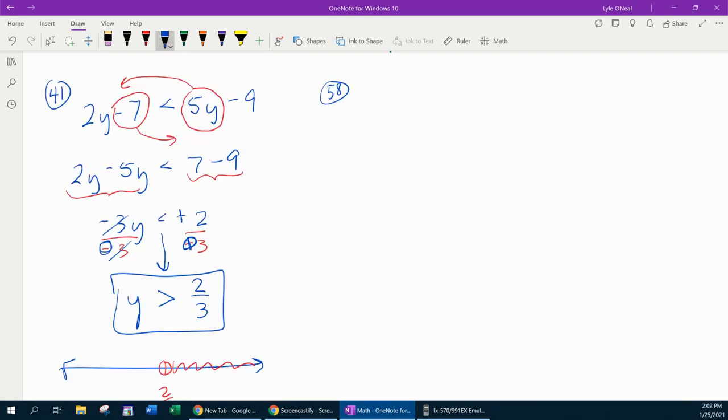Number 58 says that we've got 1/3 times 6x plus 24, minus 20, greater than negative 1/4 times 12x minus 72. And this has all the key features of a great math problem. We've got parentheses, we've got fractions, we've got an inequality.